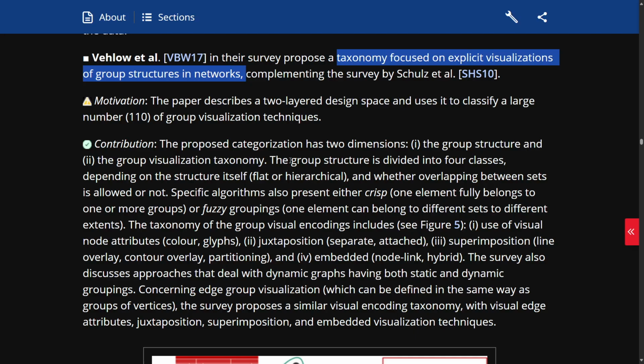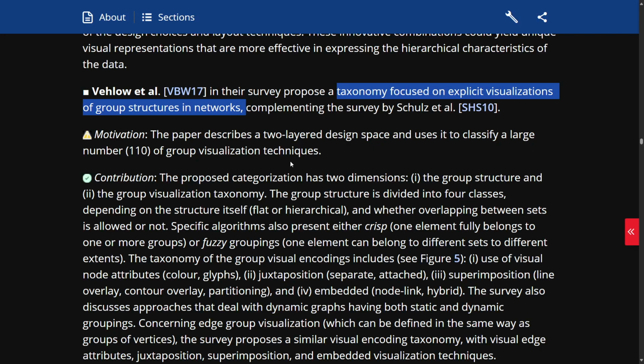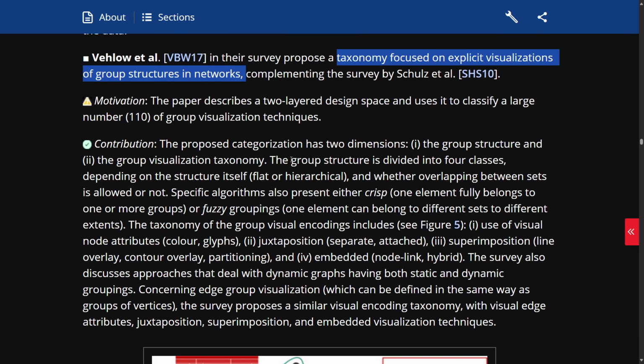Contribution. The proposed categorization has 2 dimensions, 1, the group structure, and 2, the group visualization taxonomy. The group structure is divided into 4 classes, depending on the structure itself, flat or hierarchical, and whether overlapping between sets is allowed or not. Specific algorithms also present either crisp, one element fully belongs to one or more groups, or fuzzy groupings, one element can belong to different sets to different extents.